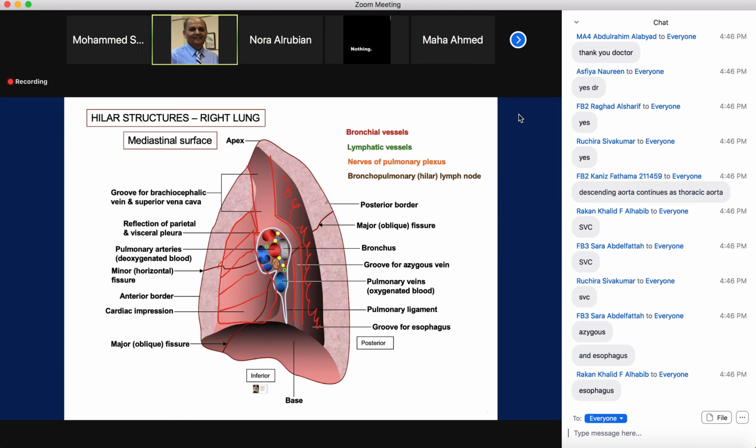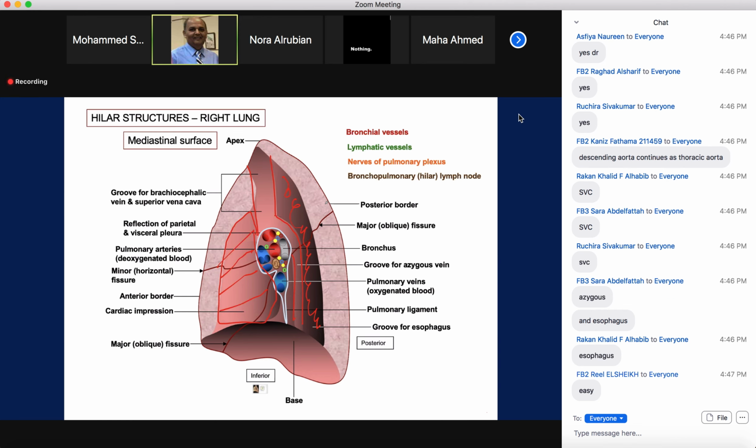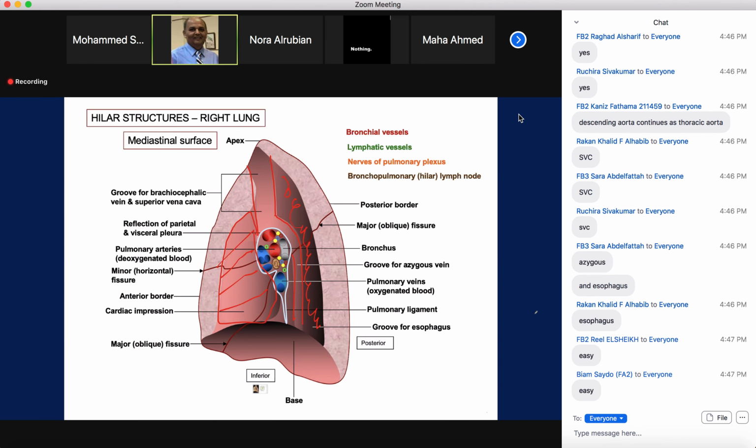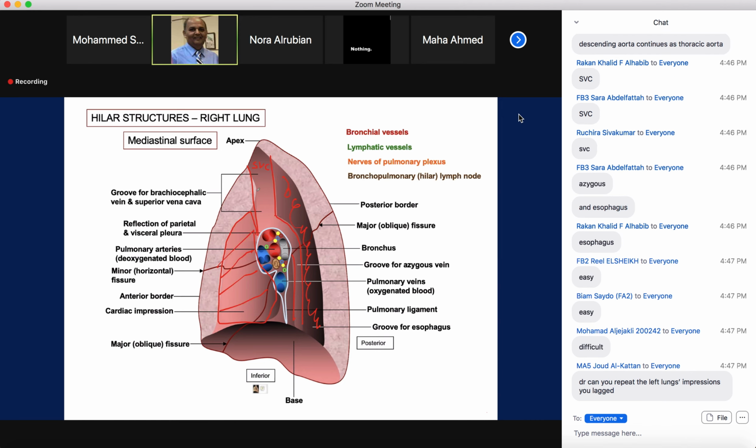Is it easy or difficult? What is the uppermost structure on the right? So this uppermost structure is my superior vena cava. And then this is the azygos. And we all know the azygos vein opens into the superior vena cava. Are we clear? Can you repeat the left lung impression?